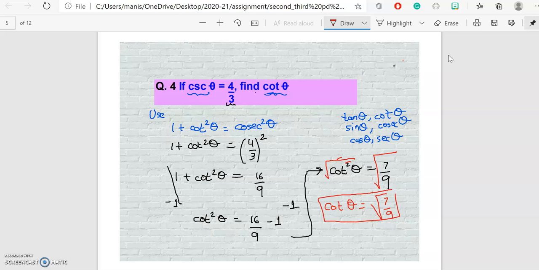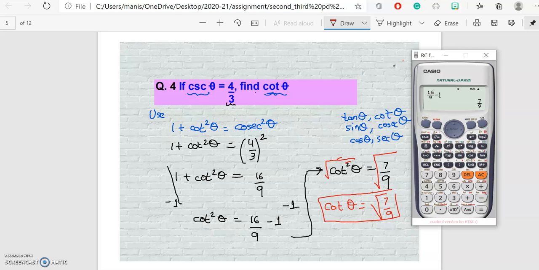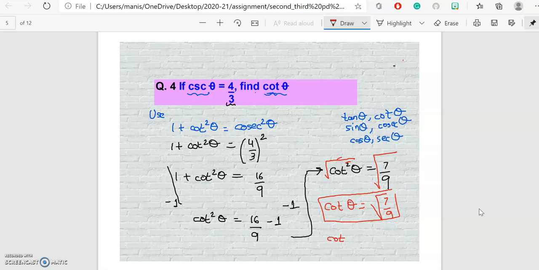Now when I type this in the calculator, radical 7 over 9, let me see, is there anything in simplest form? You should always check. 7 divided by 9. My answer is radical 7 over 3. So that is my final answer for this question. Cotangent theta is equal to radical 7 over 3. That's my answer.